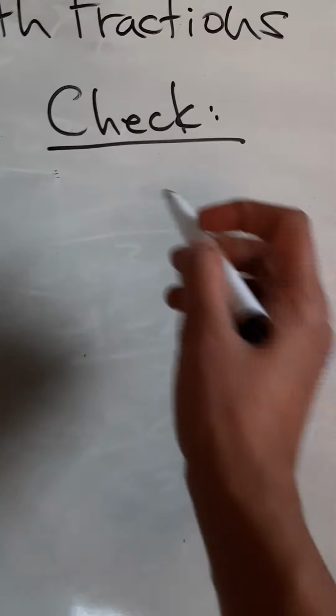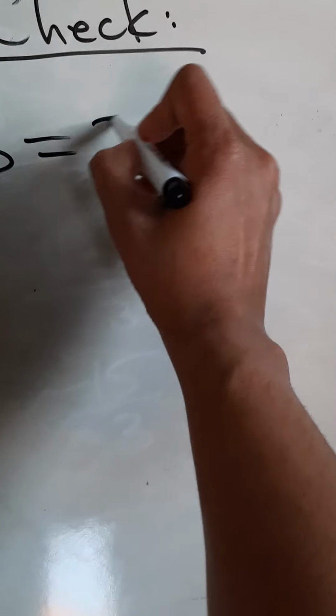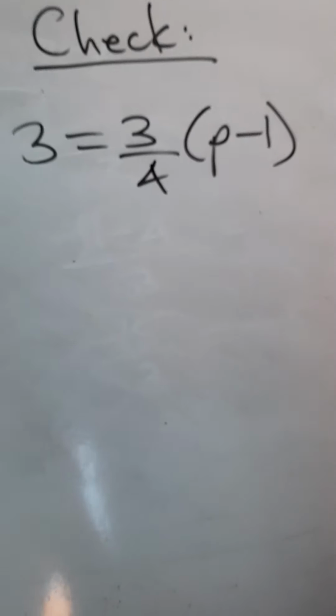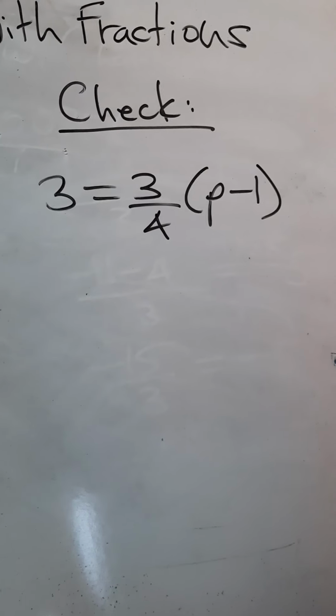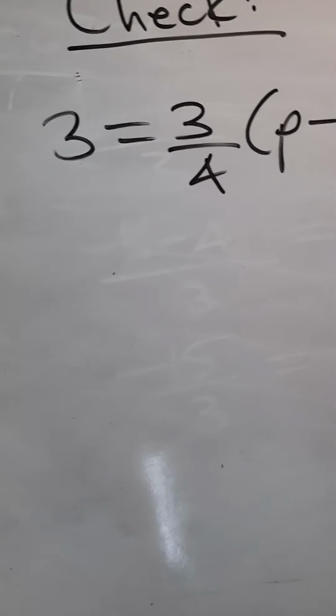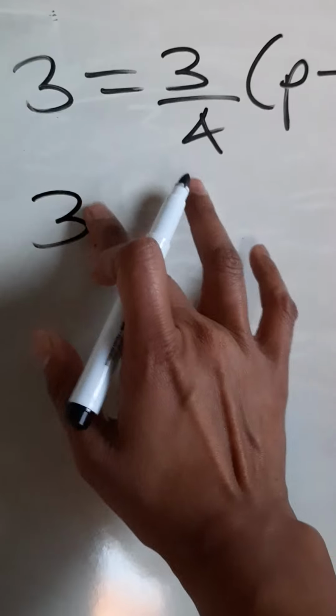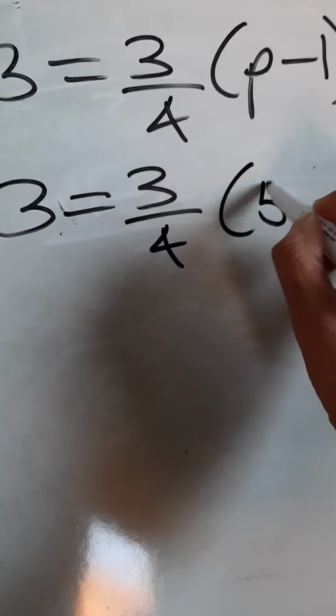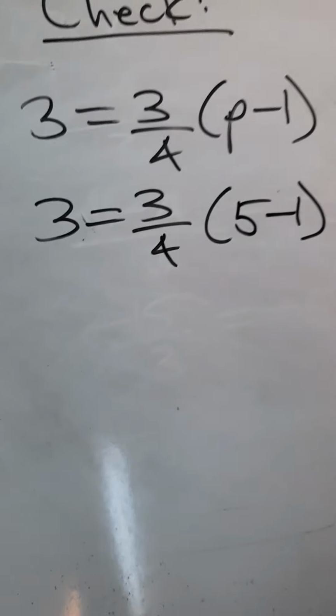So one more time, let's put the original equation here. So 3 over 4, p minus 1. Okay, so this was my original equation. That looks good. We got p equals 5. I'm going to plug that in here to keep everything else the same. So 3 over 4, and this is 5 minus 1.